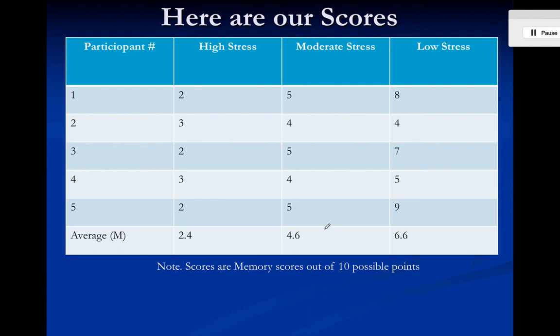Moderate has an average of 4.6, and low has an average of 6.6. So here what I want to know is, do my groups significantly differ from each other? Just as I asked with an independent samples t-test or a related samples t-test, are there significant differences between my groups? That's the exact question that I'm asking. I'm just dealing with more groups. So here I'm asking, are there significant differences between my three groups?